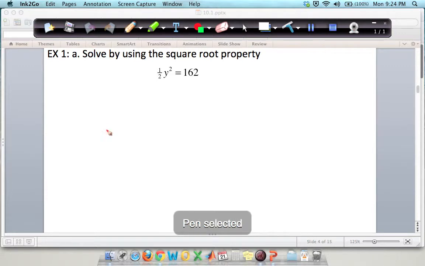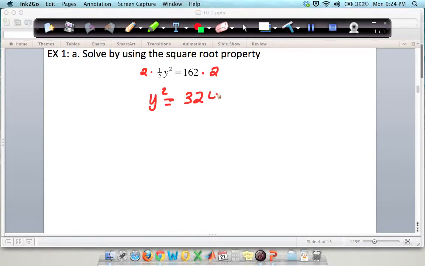Solve 1/2 y squared equals 162. So first I need to get rid of the 1/2 before I can use the square root property. So I'm going to multiply both sides by 2, and I get y squared equals 324. Now I'm going to take the square root of both sides. And when you take the square root of 324 on your calculator, you get 18. So it's actually a perfect square.